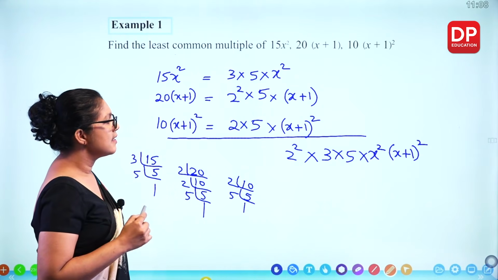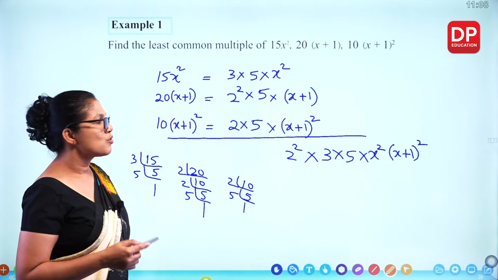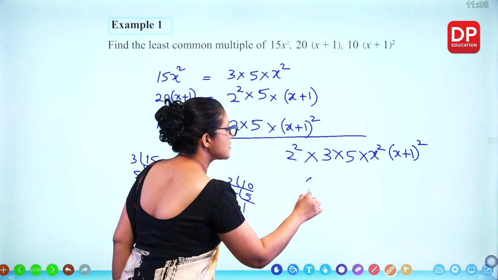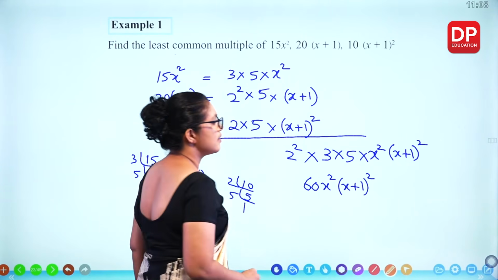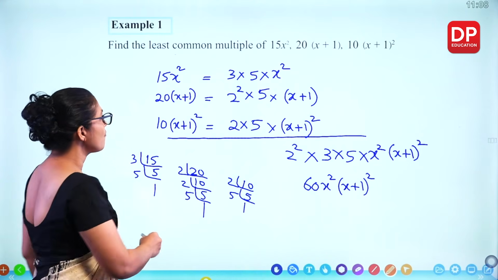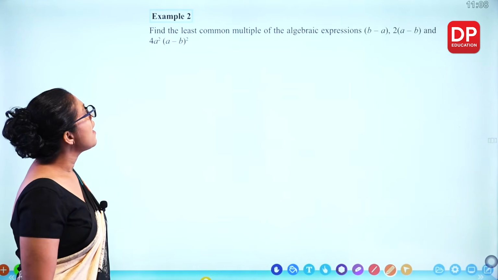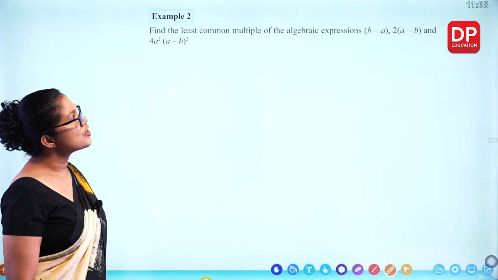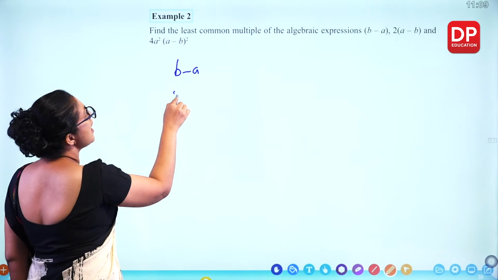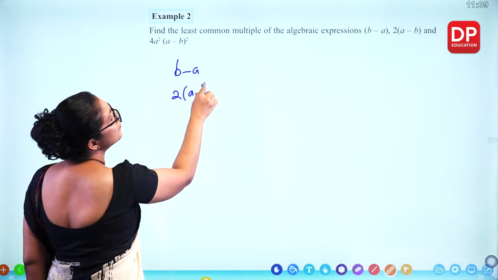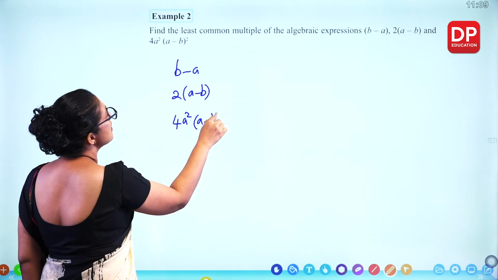So what's the least common multiple? 2 to the power 2 is 4. 4 times 3, 12. 12 times 5, 60. So 60 x squared and x plus 1 whole thing squared. Now we'll look at example 2 in your textbook. Find the least common multiple of the algebraic expressions b minus a, 2 times a minus b, and 4a squared a minus b squared.